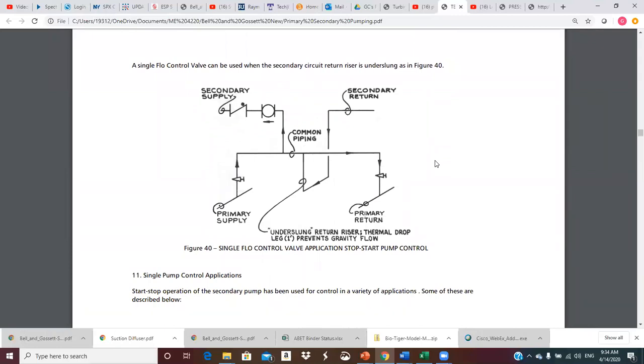So a single flow control valve can be used when the secondary circuit return riser is underslung, as shown in figure 40. So you see, we've got an overhead crossover, but if we undersling or we come in from the bottom side on the secondary return, then you see this water is cooler. It's going to lay down here. You're not going to get this gravity circulation. But you could into this pipe if this is coming off vertically upward. And so you would just need one of the check valves in this situation.